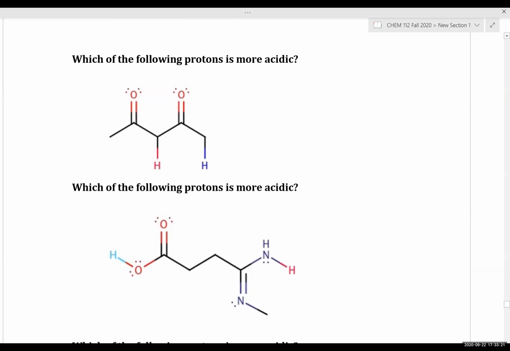And let's work on these two examples. I'd like you to tell me which of these protons is more acidic. So we have A and B in our first example and C and D in our second example. And we'll discuss this problem in about 3 to 4 minutes. So I'd like you to propose which of these protons for each of these two problems would be more acidic.